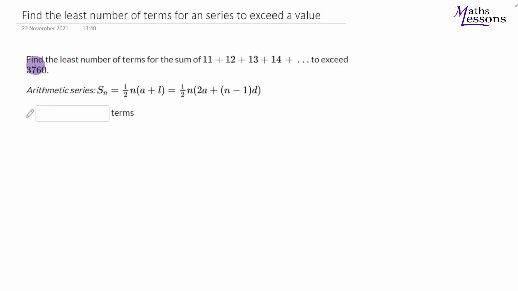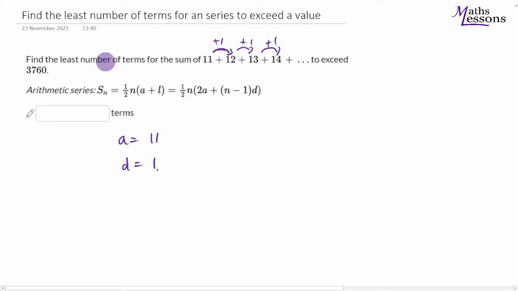Okay, so we're going to find the least number of terms for the sum of 11 plus 12 plus 13 plus 14 and so on to exceed 3,760. So we have a series where it goes up by just 1 each time. So it's an arithmetic series, and the first term, which we call a, is equal to 11, and the common difference, which we call d, is equal to 1.